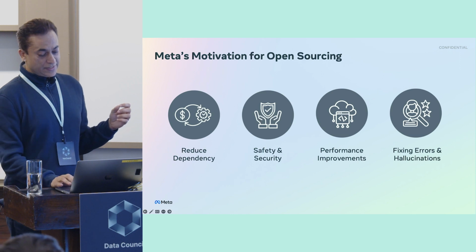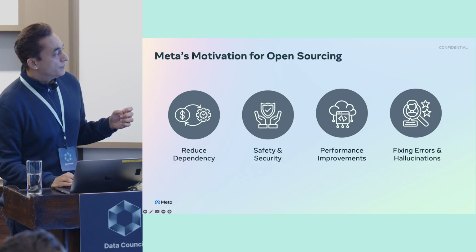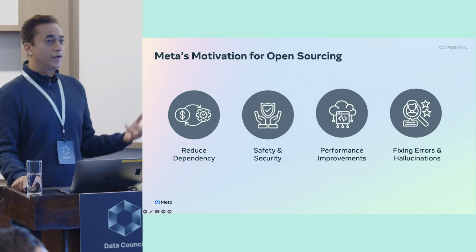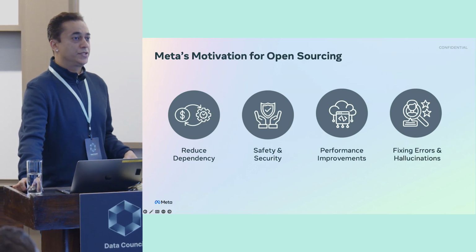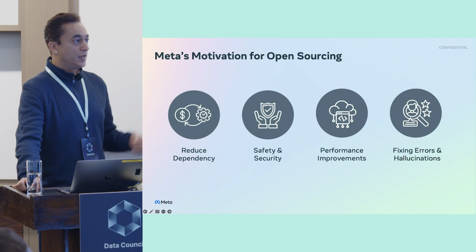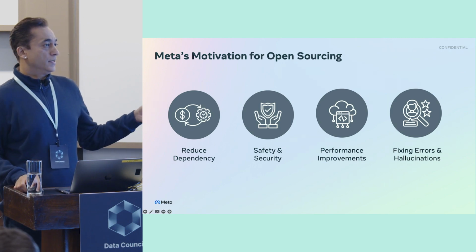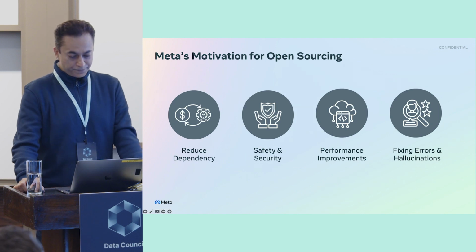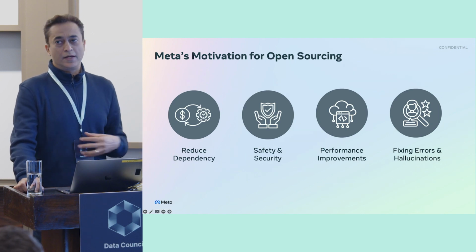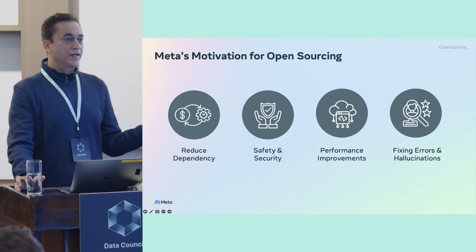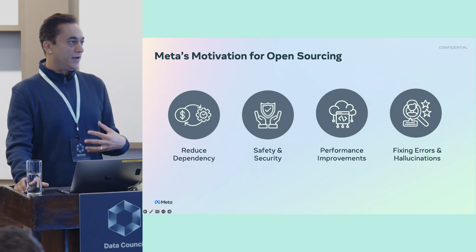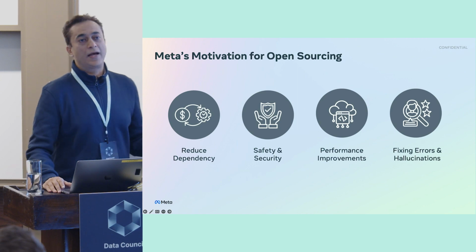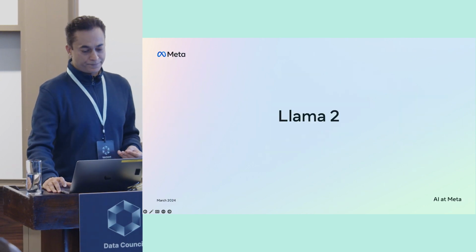And plus, there are performance improvements. Again, the community helps us understand. A lot of the open source inference engines, which are highly optimized, are built around supporting Llama and the whole ecosystem around open source. And then, because it's there in the community, they tell us what the errors and hallucinations are, and then we are able to fix those and develop higher quality models into the future.